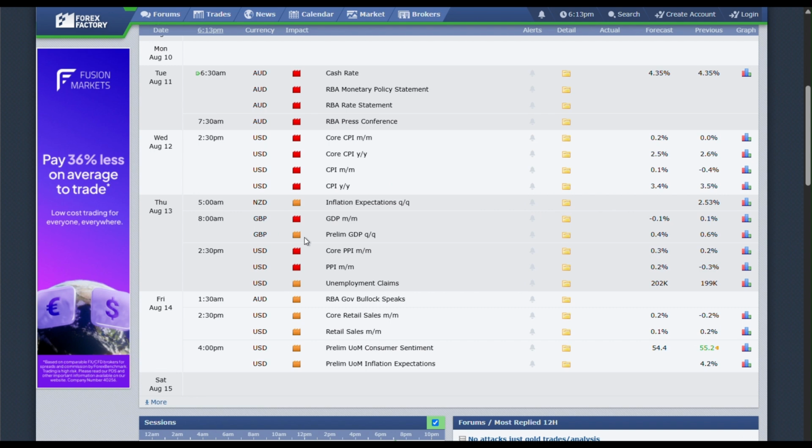On Thursday, there's the inflation expectation from the New Zealand dollar. In the US dollar there's PPI. In the GBP there's nothing. Okay, on Friday, you can just say there's nothing. But usually on Friday, there's just some random headlines, right? Some high volume news that just pushes the market.